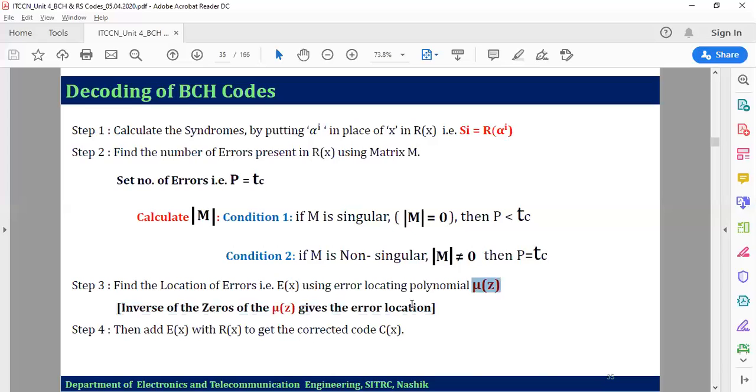So mu z is the error locating polynomial. Keep that in mind. Once you have found mu z, find the roots of mu z, and roots are nothing but the zeros, because it will have only a numerator term, the denominator will be one. So once you have found the zeros of mu z, take the inverse of those zeros, you will get the error location. And once you get the error location, you can just add those error locations to R of X and you will get the corrected code word. So this is the actual process to find out the validity of the received code word.